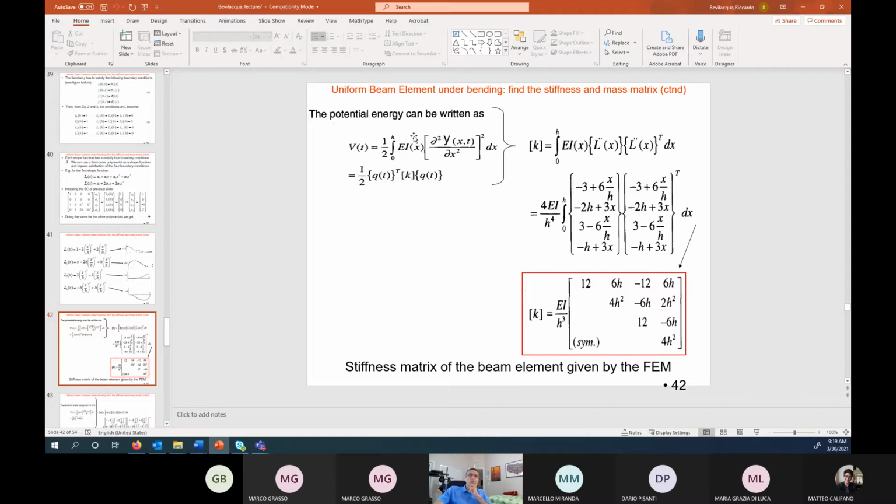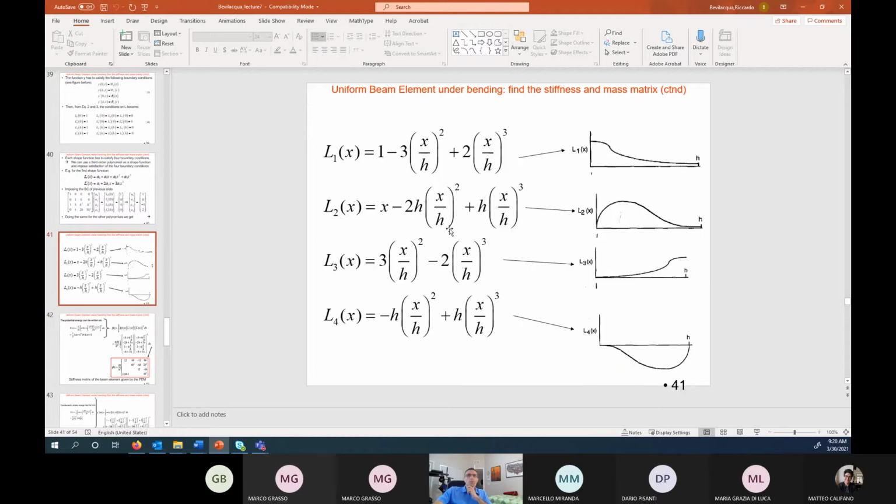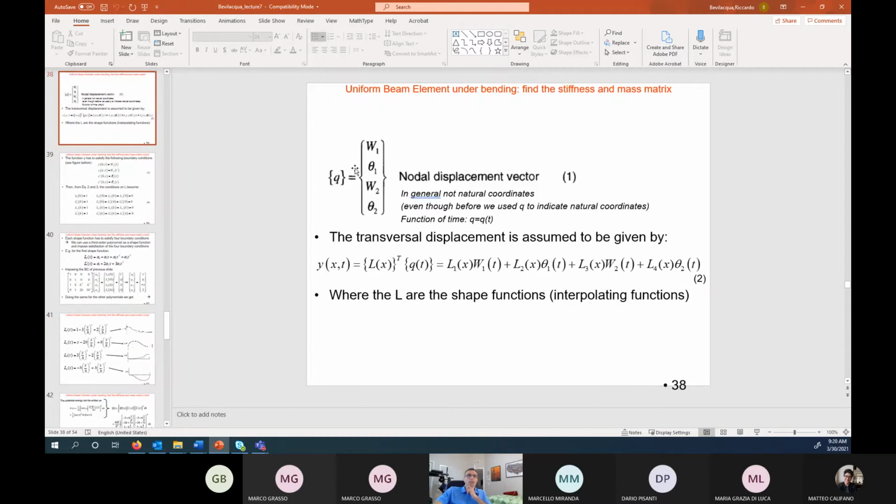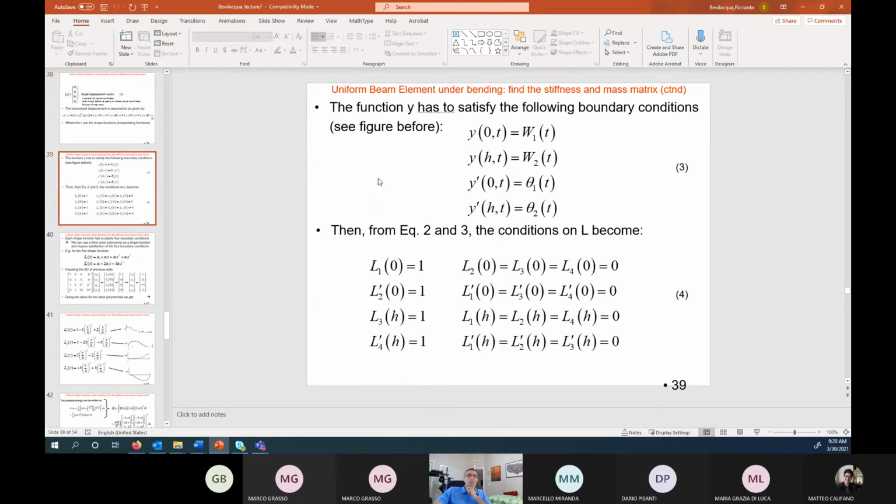So this will be the continuum, E I of x, the second partial derivative of y with respect to x. And I want it to look like 1 over 2 q transpose K q. Remember that q is this vector, W1, theta 1, W2, theta 2.